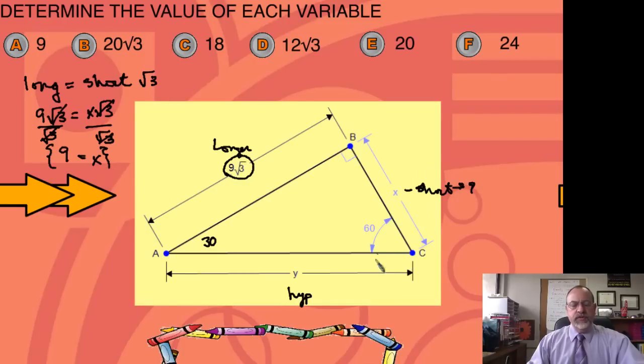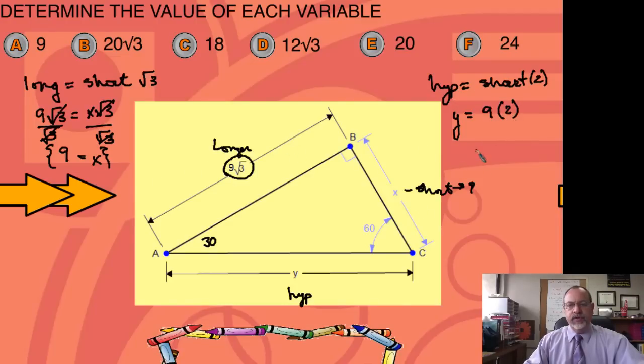Now that I know what the shorter side is, I can use the other equation. The hypotenuse is equal to the shorter times 2, and substitute in the values. Here the hypotenuse is given the letter y. The shorter leg I just determined as 9 times 2, so here my y value is 18.